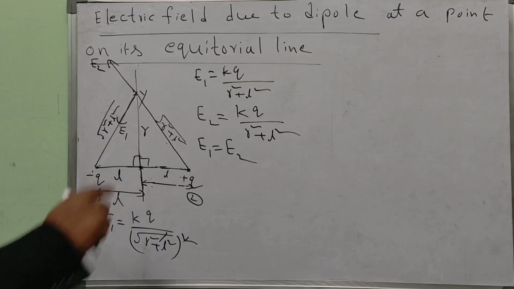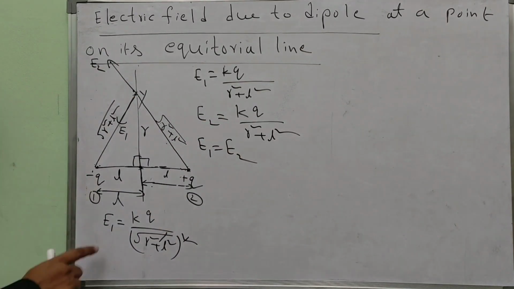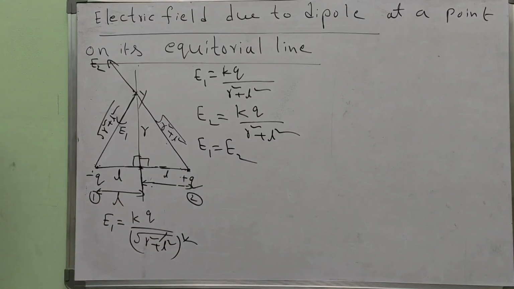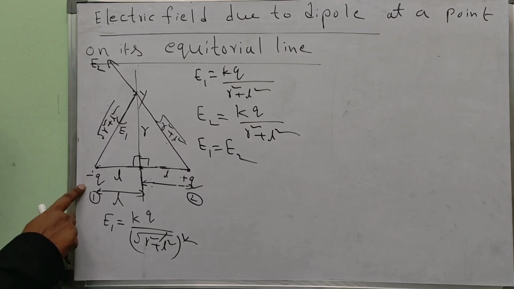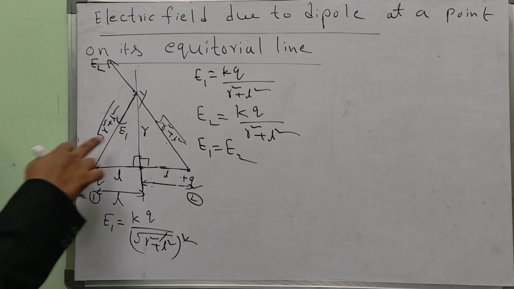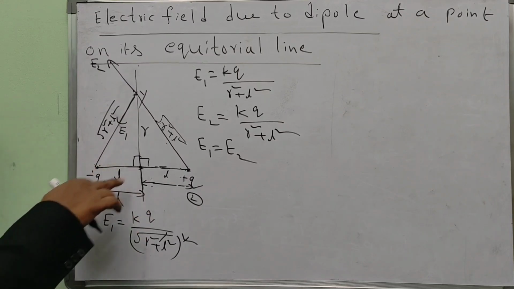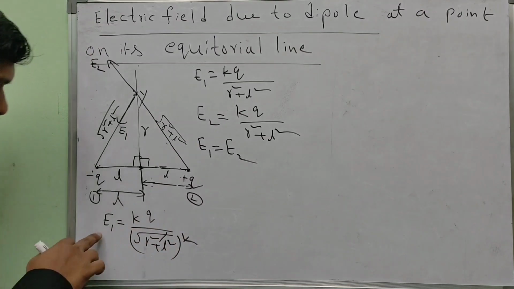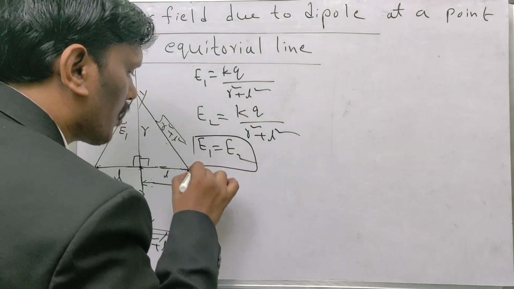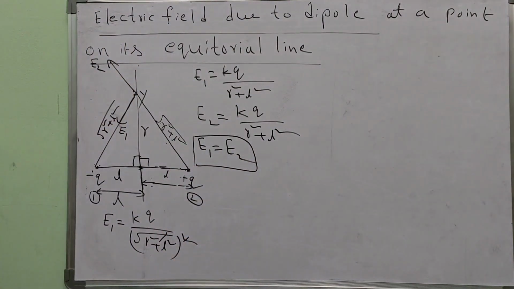My dear student, this is the magnitude formula. You substitute only the magnitude of the charge while calculating the magnitude of the electric field. Don't substitute the negative symbol in the formula, because this negative symbol is used to represent the direction. I already used the negative symbol for direction, so don't use it once again in this formula. So E1 is equal to E2, both are equal.